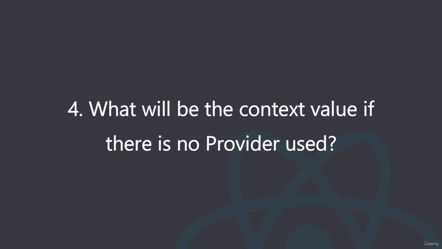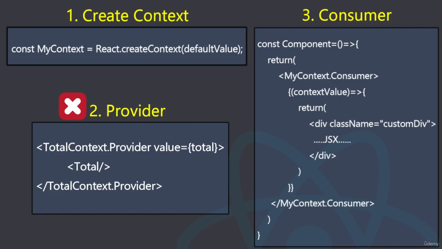The fourth question is, what will be the context value if there is no provider used? Well, if you do not have the provider in your application, then the consumer will not receive the updated values, that is the updated state. In that case, whichever default value is given with the React.createContext, that will be received in the context value parameter.